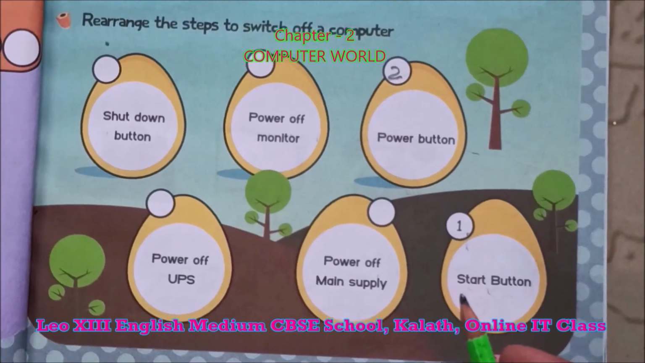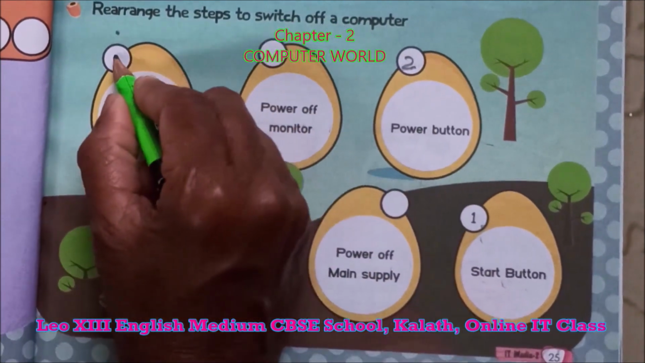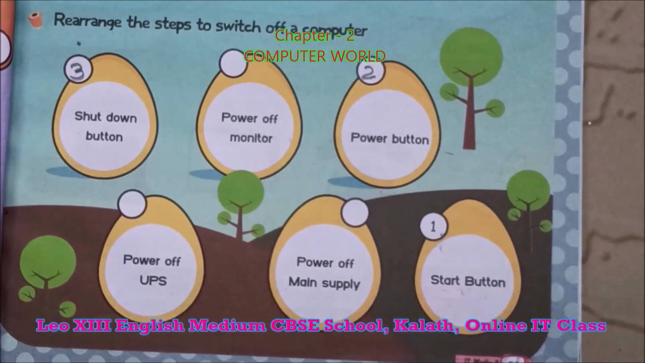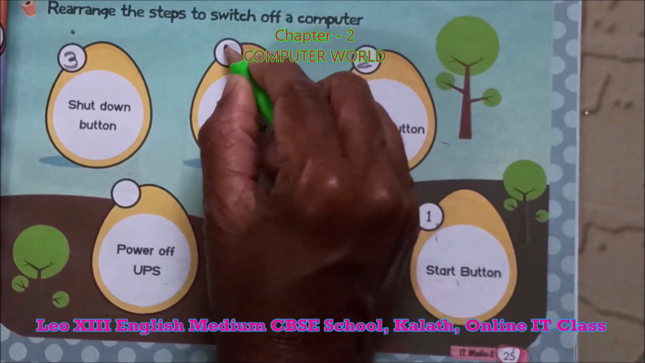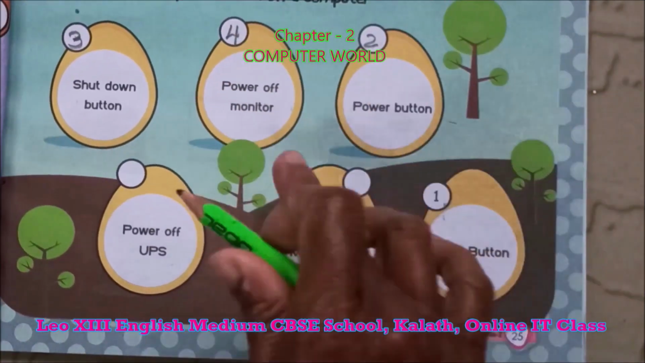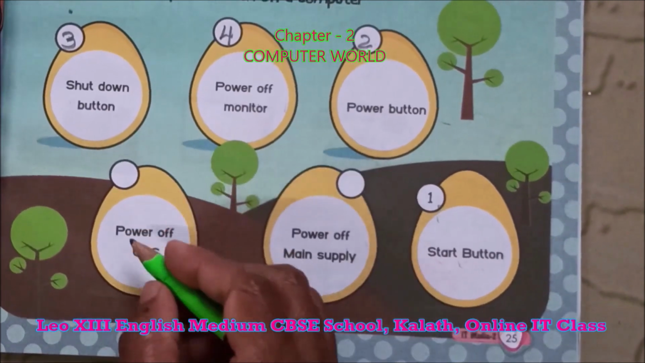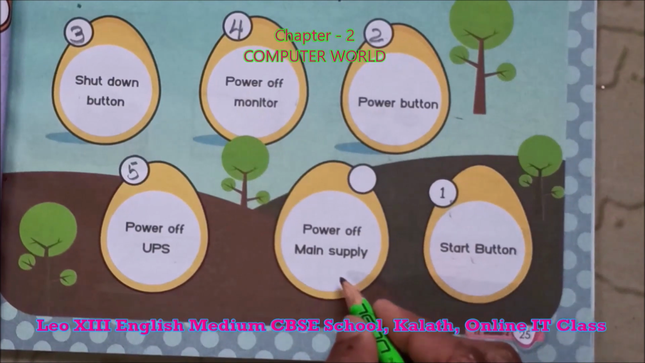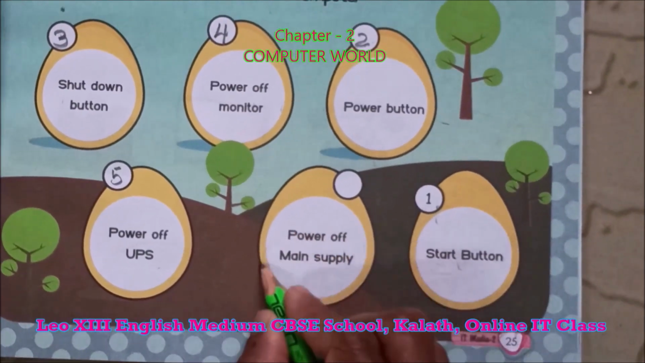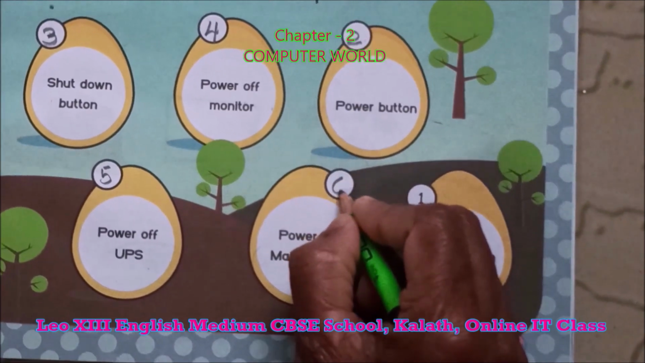Then you have to select the shutdown button from the list. After that, you have to switch off the monitor. Then you have to switch off the UPS. Okay, this will be the fifth one. Finally, you have to switch off the main supply. Yes, this will be the sixth one.